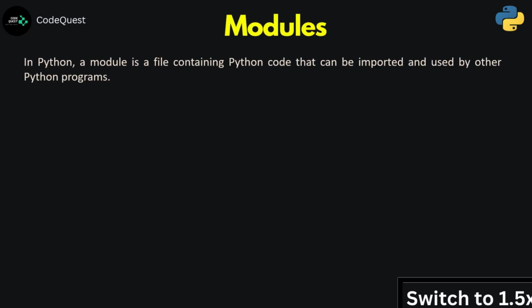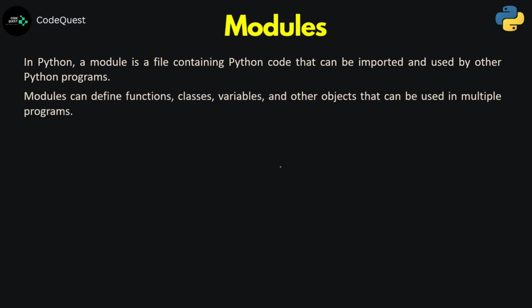So a module in Python is nothing but a file which contains some code, and obviously in that code you will find certain variables and a number of functions. Any program that we save in the form of a file is automatically considered a module. A module can define functions, classes, variables and some other objects. Once we define a module, we can use it in multiple programs.